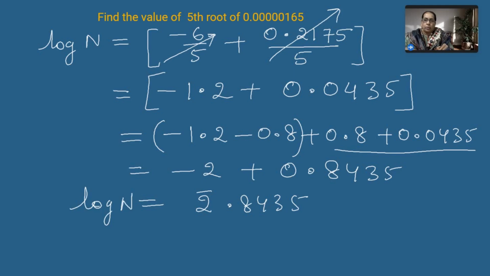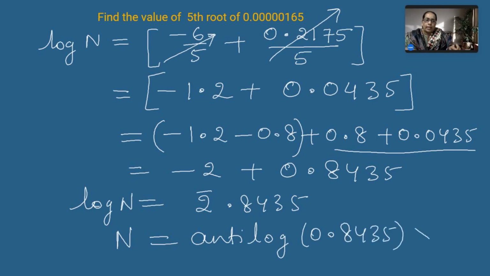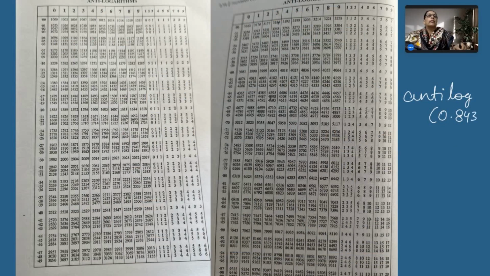Applying anti-log to both sides, we will get n as anti-log. Anti-log is always taken for the mantissa part. So anti-log of 0.8435 into 10 to the power minus 2. Now we will go to the anti-log table to find the value of 0.8435's anti-log. So we should find anti-log of 0.8435. So search for the 0.84 row and third and fifth column.